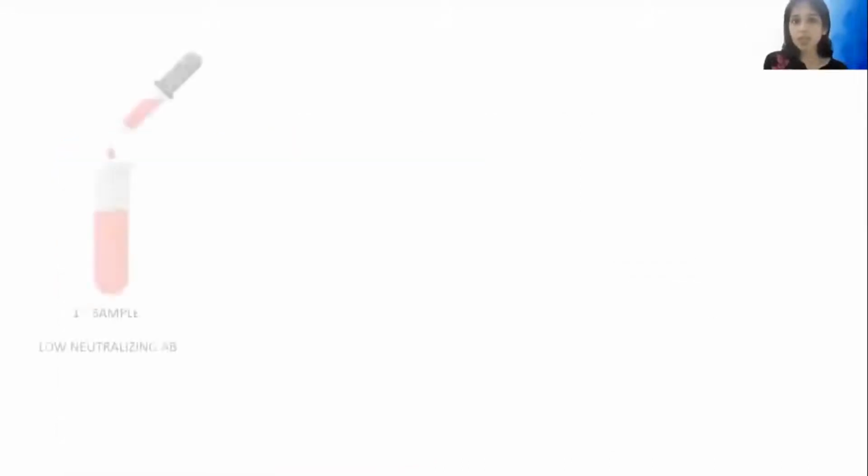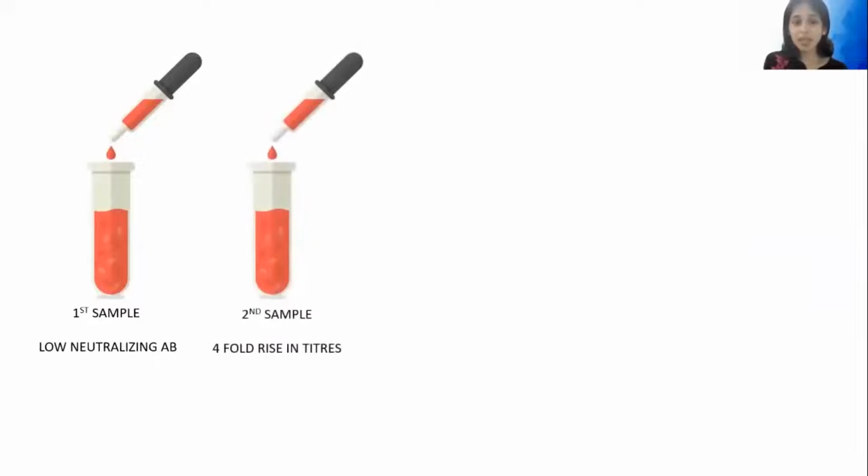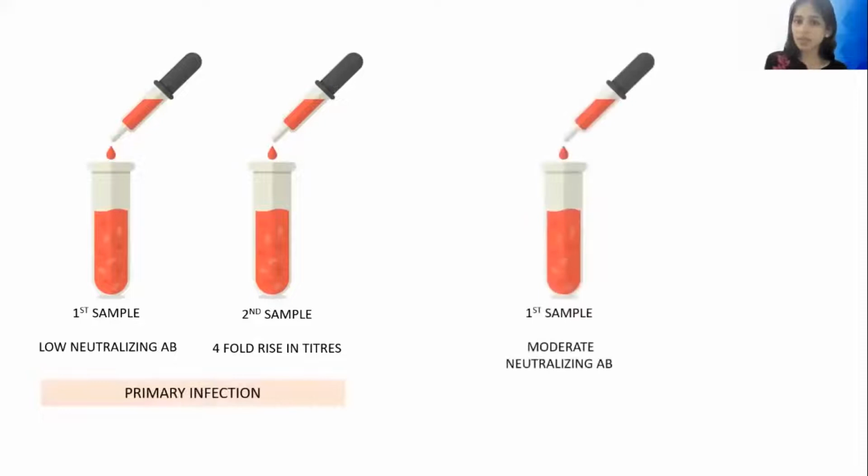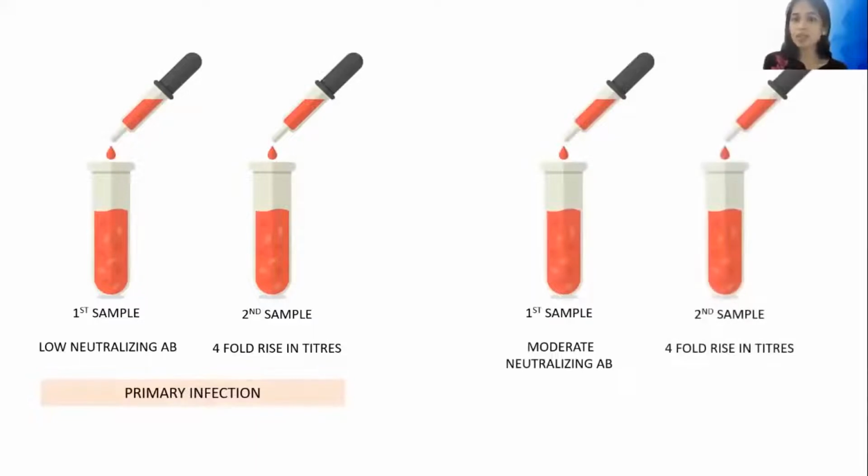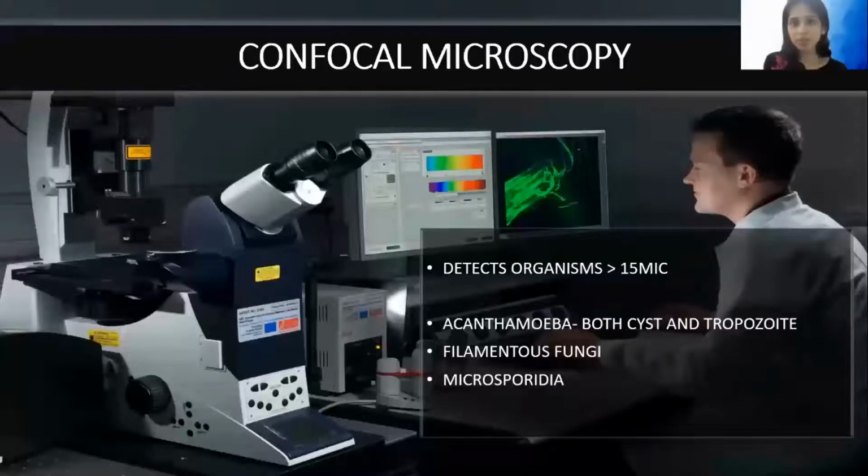You can perform serum antibody titers. Basically, you take a sample 5 to 7 days after the onset of symptoms. If it shows low neutralizing antibody, and the second sample, which is taken 3 to 4 weeks after symptoms, shows a 4-fold rise in titers, it is suggestive of a primary infection. In another scenario, if the first sample shows moderate neutralizing antibody and the second one shows a 4-fold rise in titers, it is suggestive of a recurrence or a reactivation of infection.